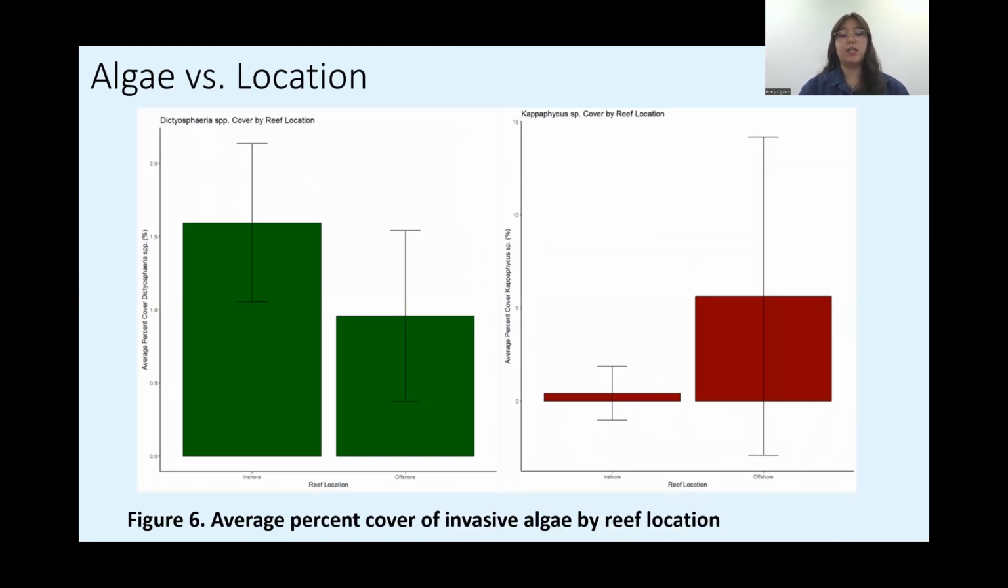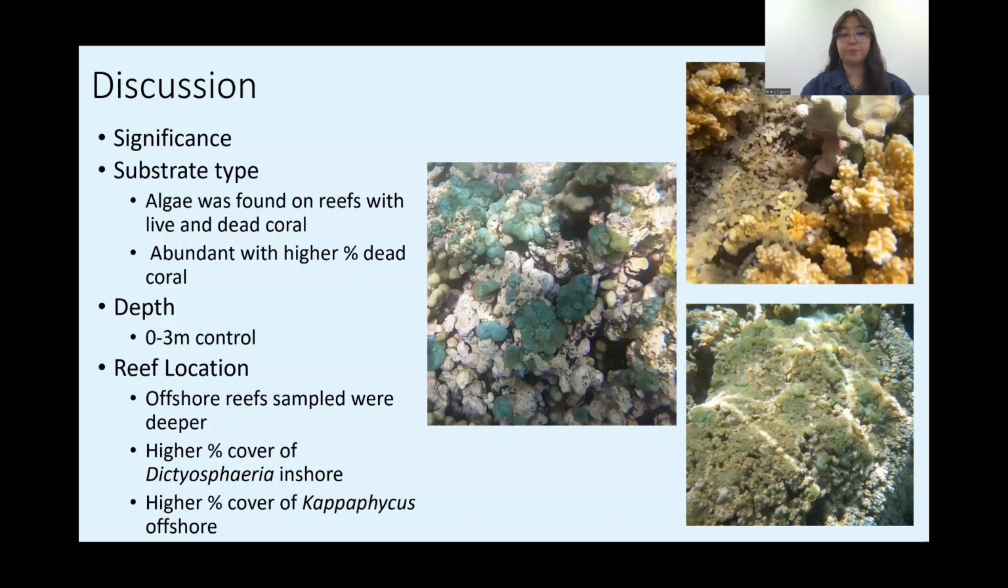As you can see, on inshore reefs for Dictyosphaeria, there is a higher percent cover than in offshore, but note the scale is only up to 2 to 3%. And then for Kappaphycus, there was more presence of Kappaphycus in offshore reefs, but the scale is also greater, up to 15%. So none of these tests that I ran were actually statistically significant, but looking at the trends of the data, if there were more replicates, I think a pattern would have ended up showing.